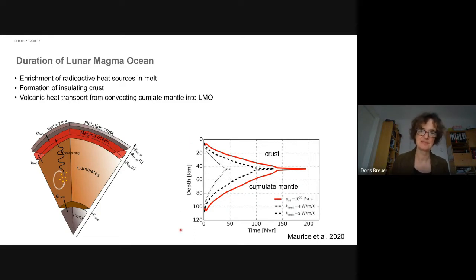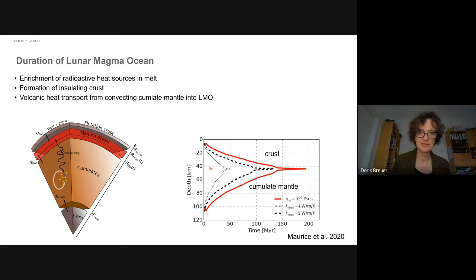This is the depth as a function of time. So this is when the Moon formed, and very rapidly you start forming the crust, which is indicated here by the red line, or by the dashed or the dotted line. So we are comparing different cases. One, with the dotted line here, is with a crust where we have assumed that it has the same thermal conductivity as the mantle.